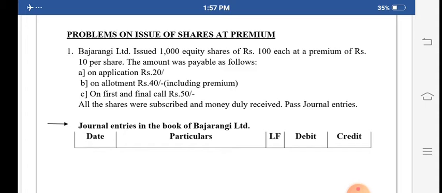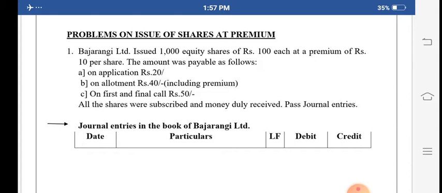Now how is it 110? On application rupees 20, on allotment rupees 40, on first and final call rupees 50. Related to the allotment, the premium is also included.